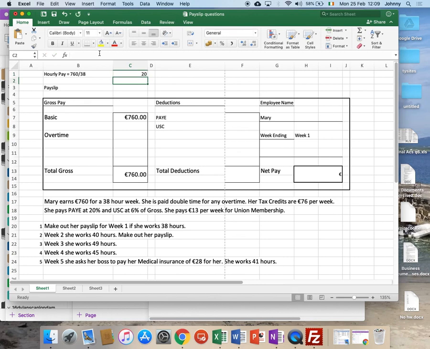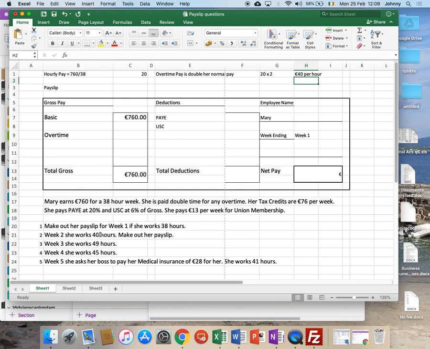Okay, so far? So, then we have to work out our overtime pay. So our overtime pay, and it says here she's paid double time for any overtime. Okay? So overtime is her normal pay multiplied by 2. So it's double her normal pay. So her normal pay is €20. Okay? So that means that she's going to get €20 multiplied by 2. So that gives us €40 per hour. Is that right? Yeah. Okay.